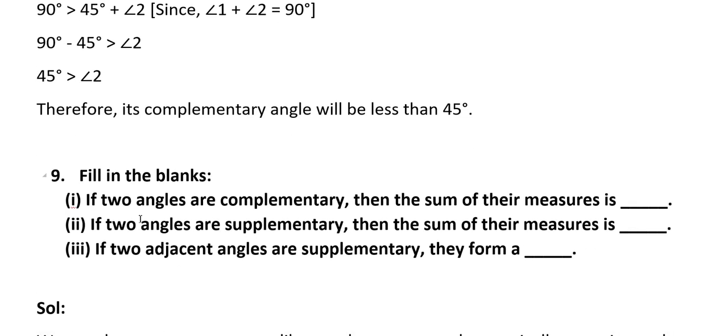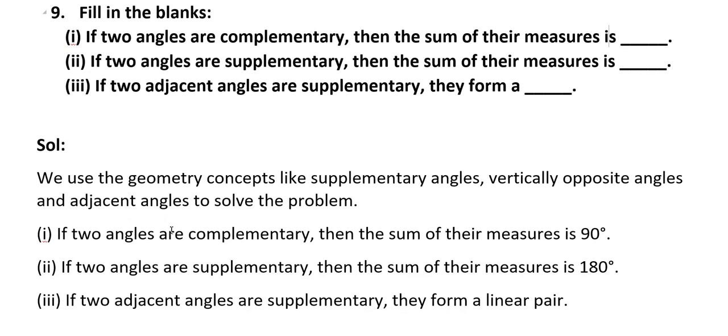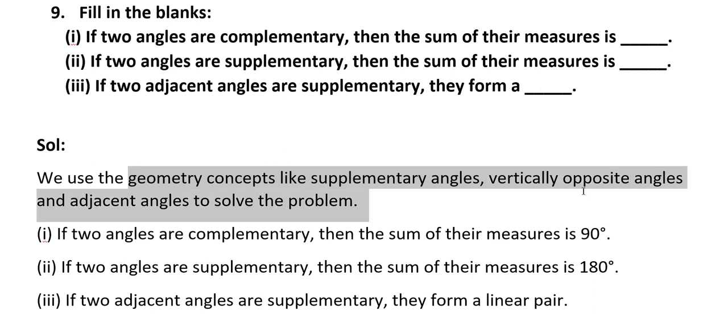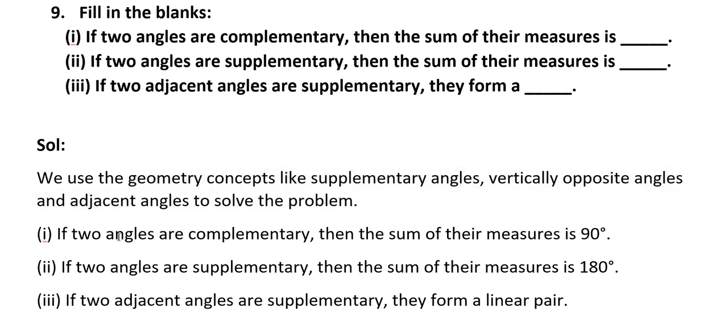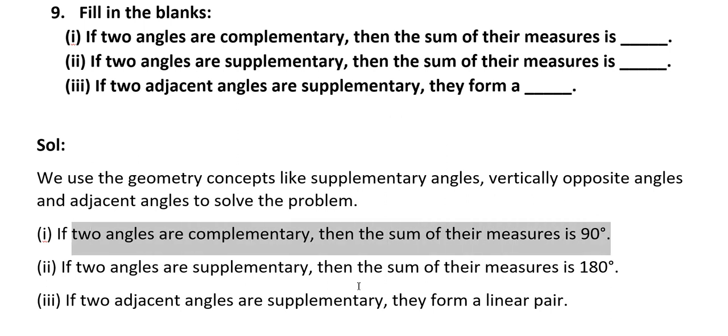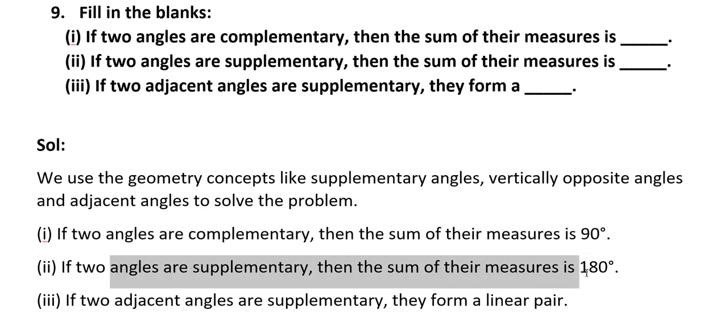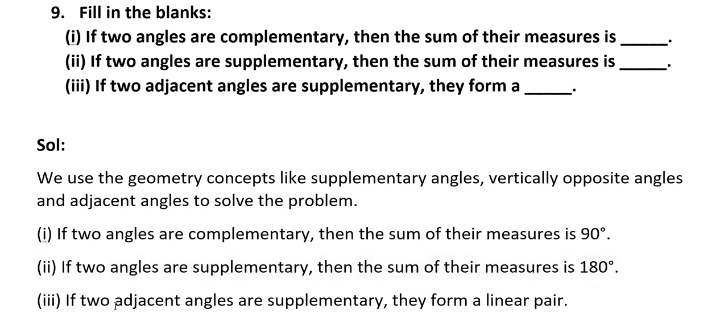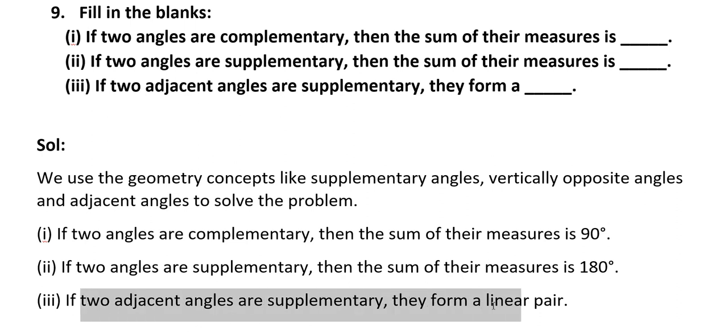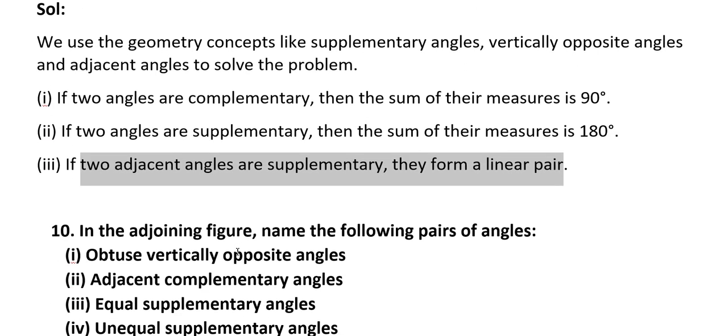Fill in the blanks. Here we are given three problems. We use geometry concepts like supplementary angles, vertically opposite angles and adjacent angles to solve these problems. If two angles are complementary, then the sum of their measure is 90 degrees. If two angles are supplementary, then the sum of their measure is 180 degrees. If two adjacent angles are supplementary, then they form a linear pair. Adjacent angles means side by side angles.